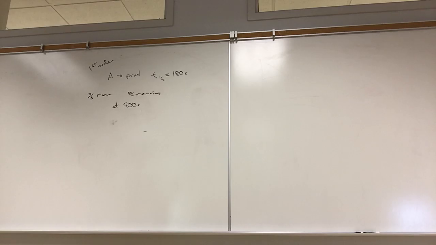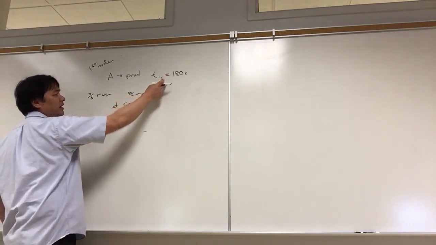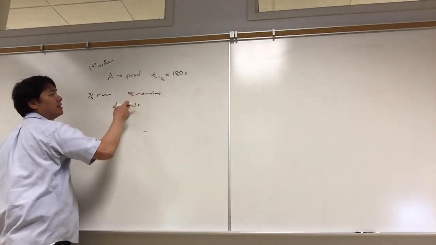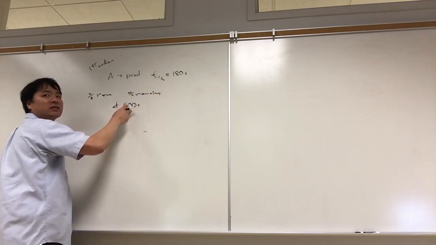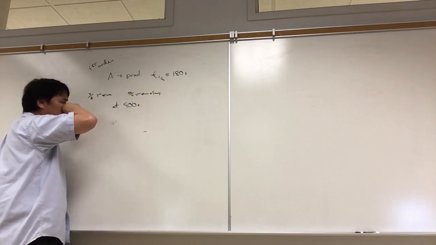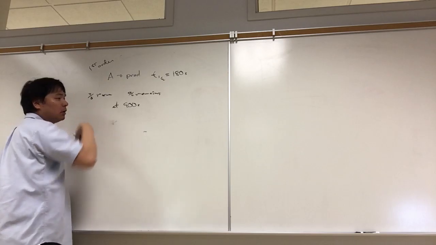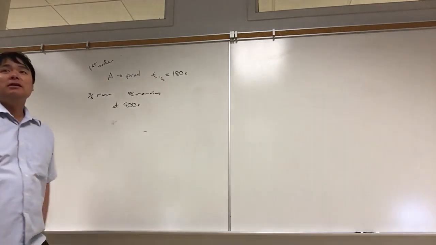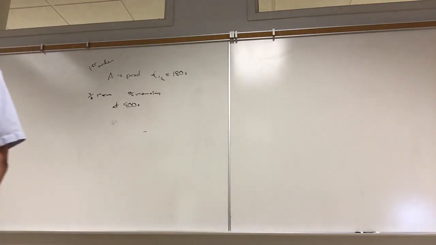Is this multiple choice? If this were multiple choice, then I would just guesstimate it. 180, how many half-lives is that? That's about 5 to 6 half-lives, right? And so I would just guesstimate it. But this is not multiple choice, and so I need to calculate it more accurately.